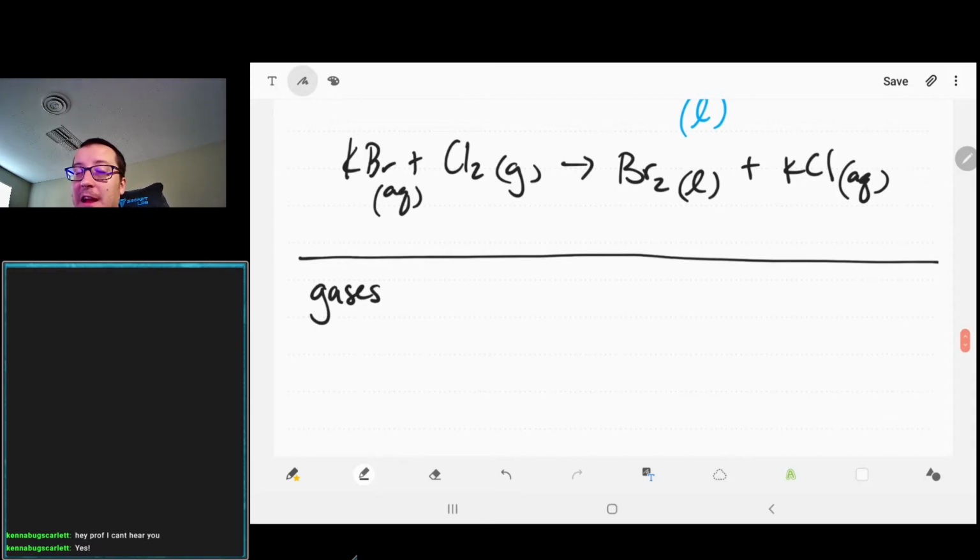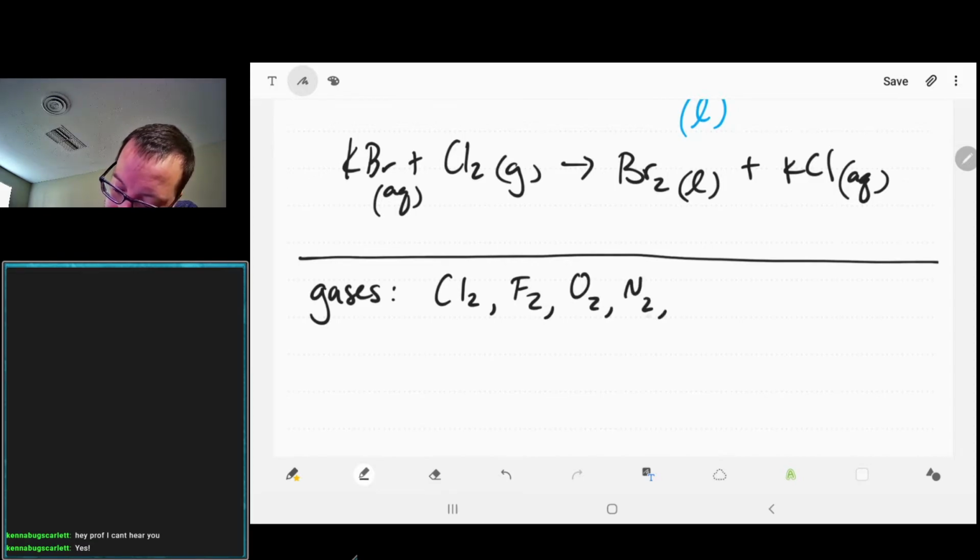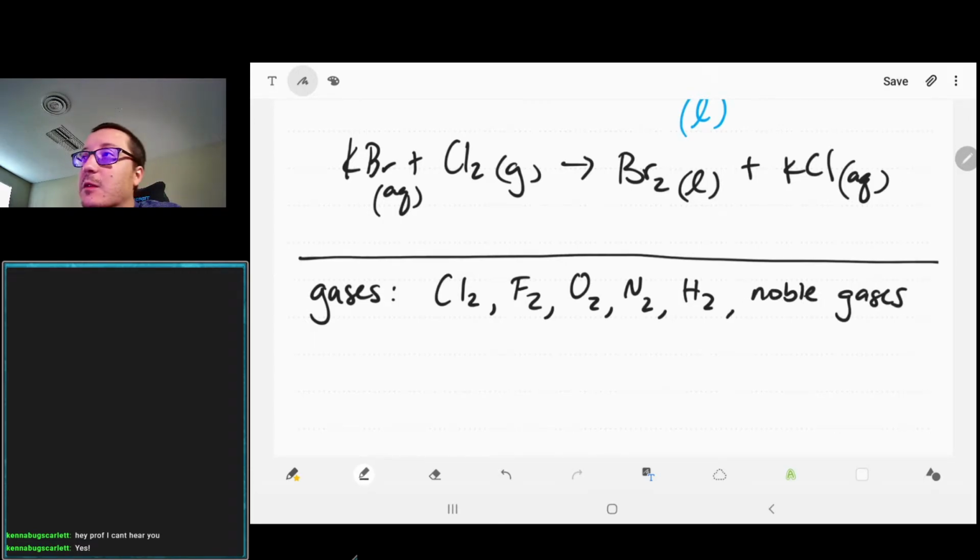And what about the last one? We've got gases here. So we're going to see that as elements, we have chlorine, fluorine, oxygen, nitrogen, hydrogen, and then the noble gases. Although we will not see the noble gases in reactions typically. Those would be elements that form gases if they were to be produced in a reaction.